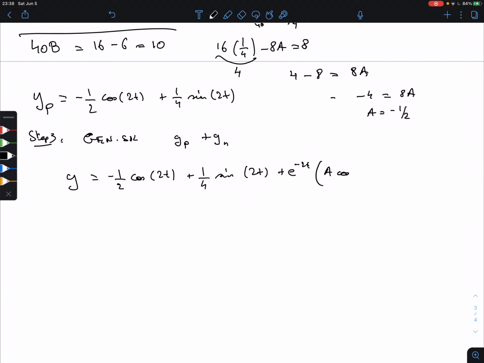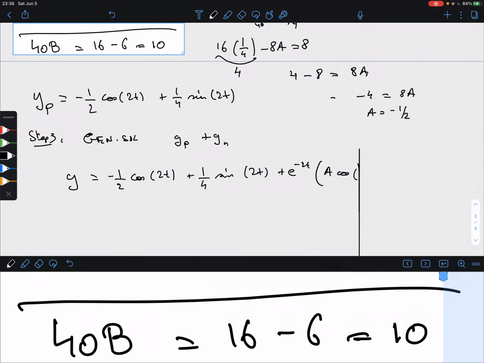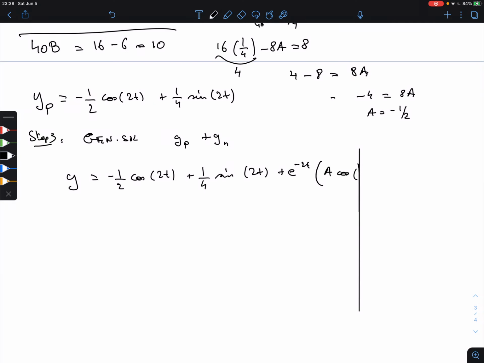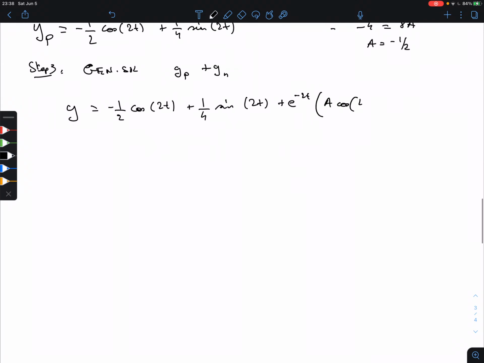This weird cosine, and it gets worse. A cosine 4t plus b sine 4t. Look at this. All right, that was the homework.